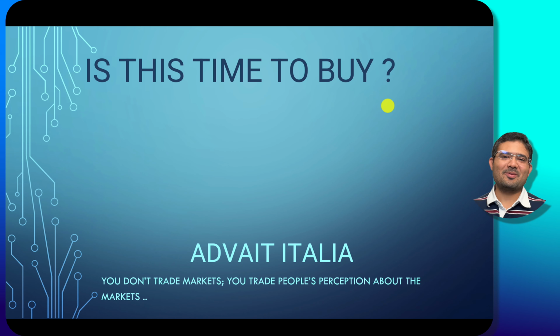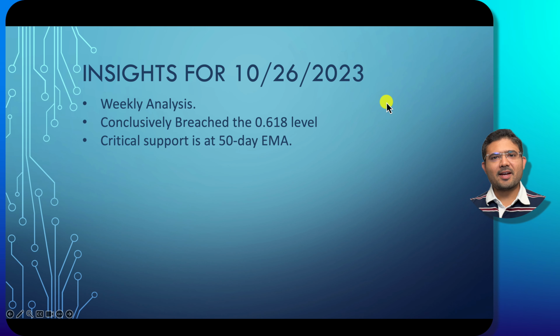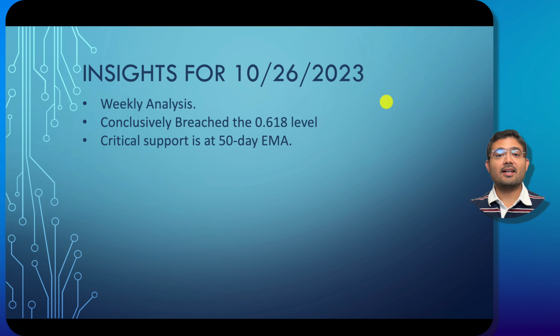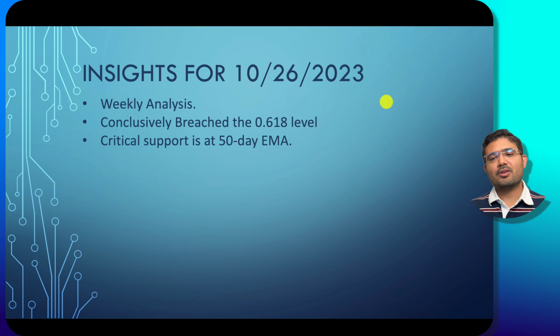Starting with the weekly time frame. In the weekly time frame, I wanted to discuss these two important things. Today is the first day wherein we actually breached the 0.618 level and we head lower. So remember the range I talked about? Let's go into the charts and see.